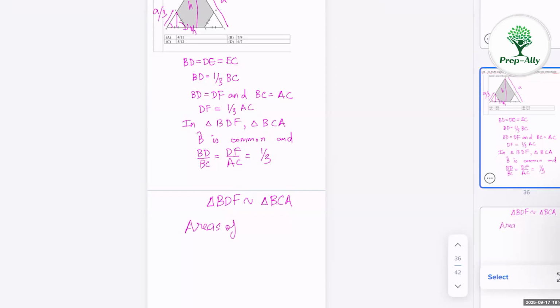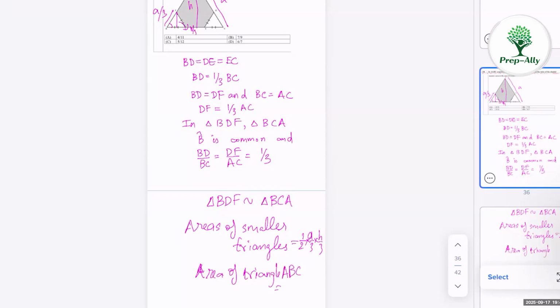So the area of the small triangles equals half into A by 3 into H by 3, right? Area of triangle ABC equals half into A into H, right?